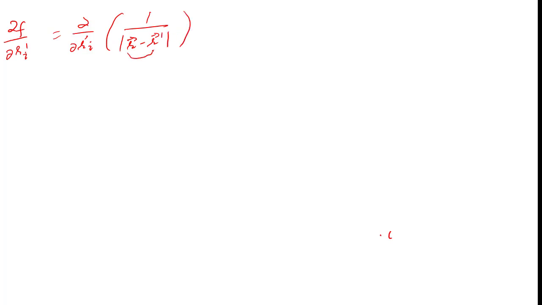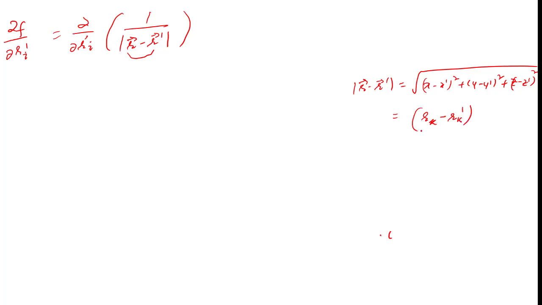So if you look at this r minus r prime, this r minus r prime is essentially something like the square root of x minus x prime squared plus y minus y prime squared plus z minus z prime squared, right? Or I can in general write it as some component k minus the corresponding component k prime, squared, and that's summed over k, and then to the power half.